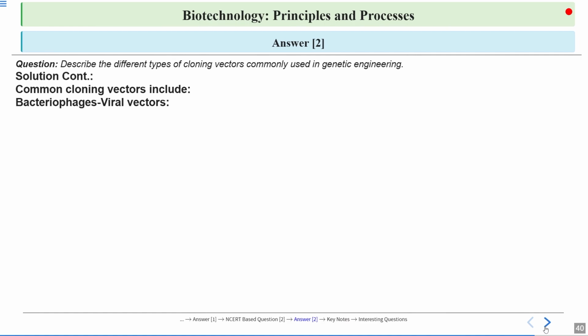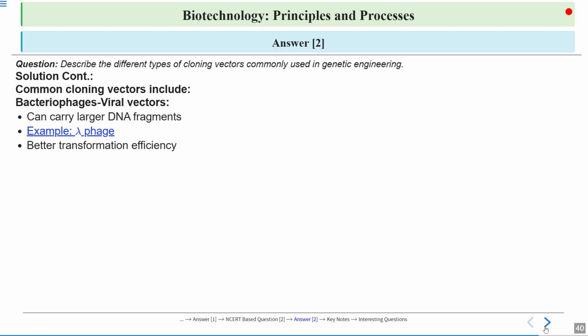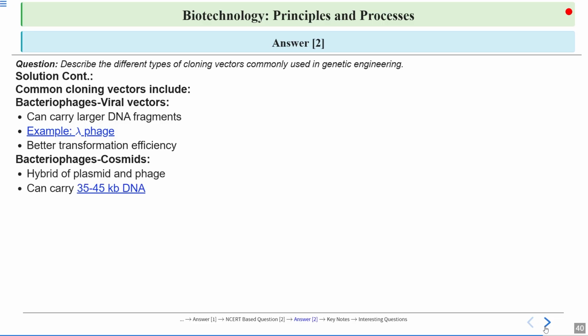Then the bacteriophage viral vectors can carry larger DNA fragments, example lambda phage, and they show better transformation efficiency. The other is called cosmid. It is a hybrid of plasmid and lambda phage, and it can carry up to 35 to 45 kilo base pairs of DNA. It combines the advantages of both systems.